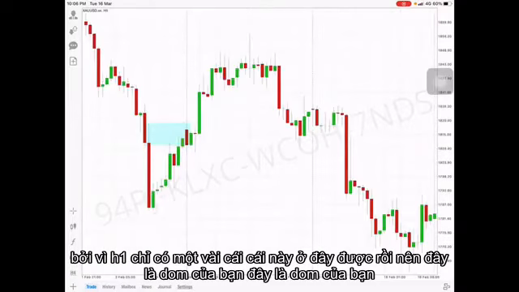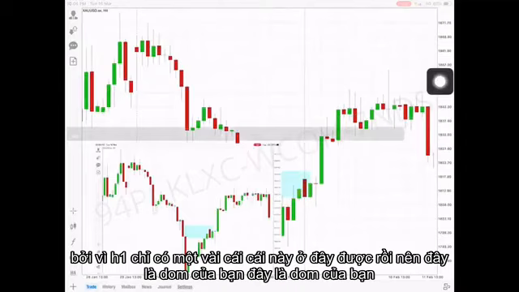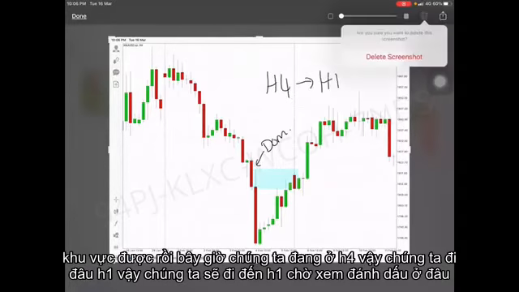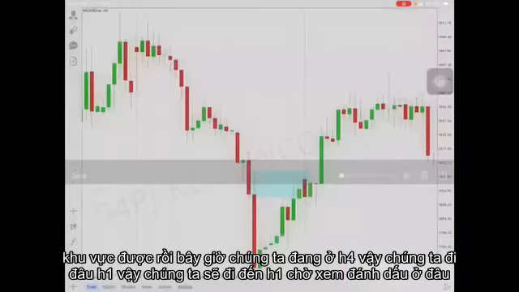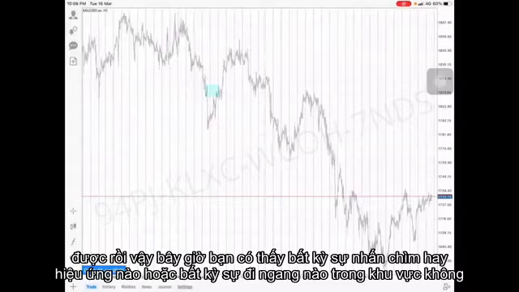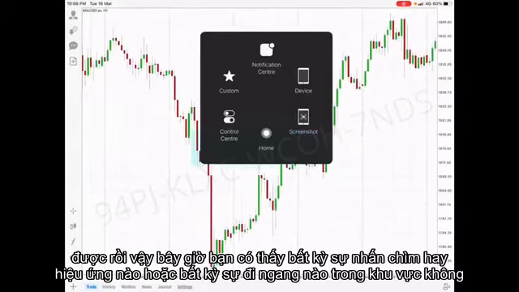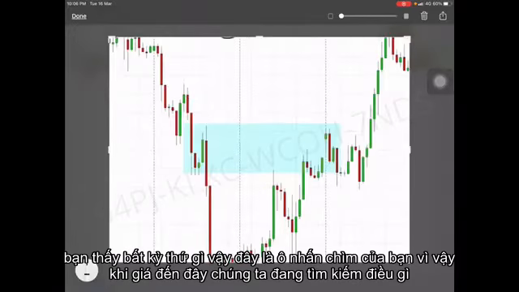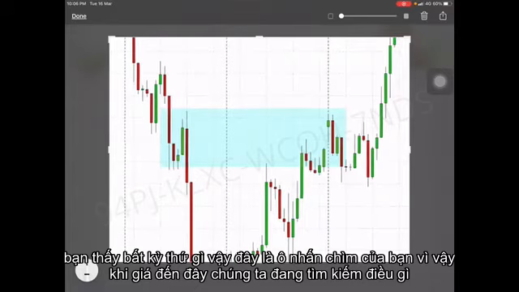Okay, so this is your DOM area. Now we are on H4. So where do we go? H1. So we're going to go to H1. Wait, where's the marking? Now, do you see any engulfing or any EF or any sideways in the zone? Do you see any? So this is your engulfing sell.